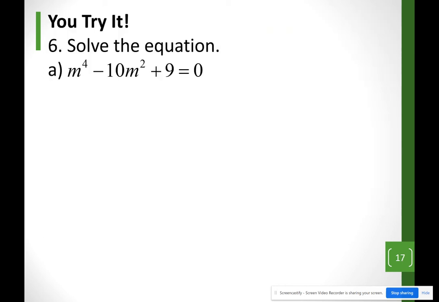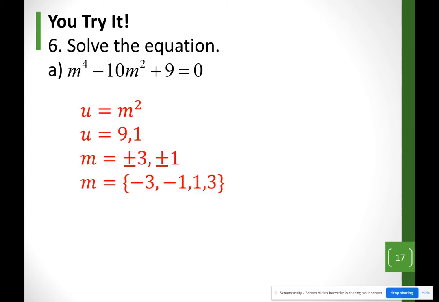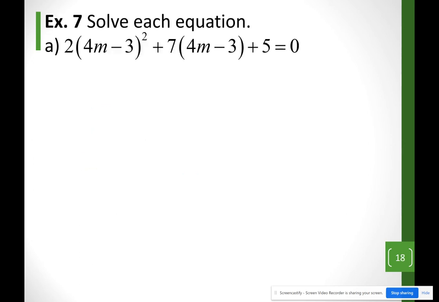Now you try these at home. You're going to let u equal to m squared. You're going to solve that u is equal to 9 or 1. Remember, you have to let then m squared equals 9, m squared equals 1. So that's what you guys should end up getting. So work one more example.